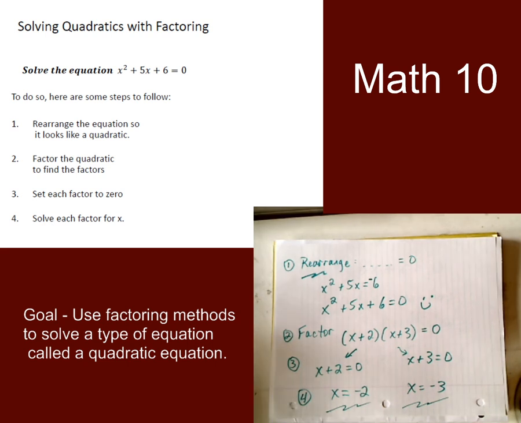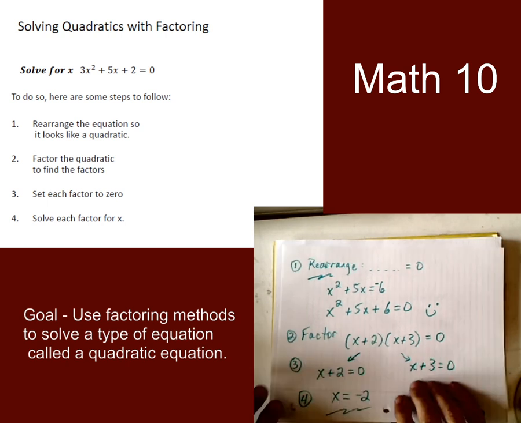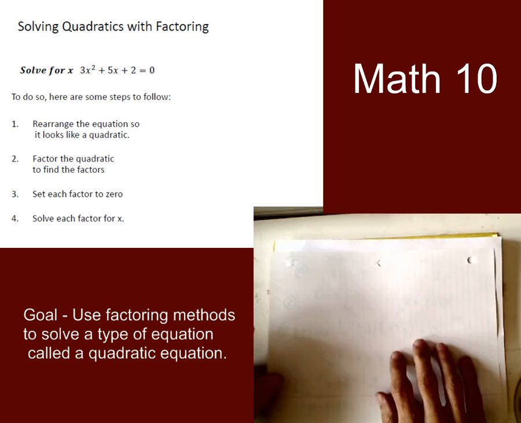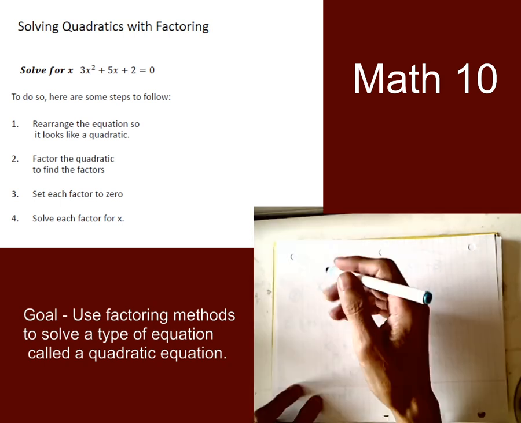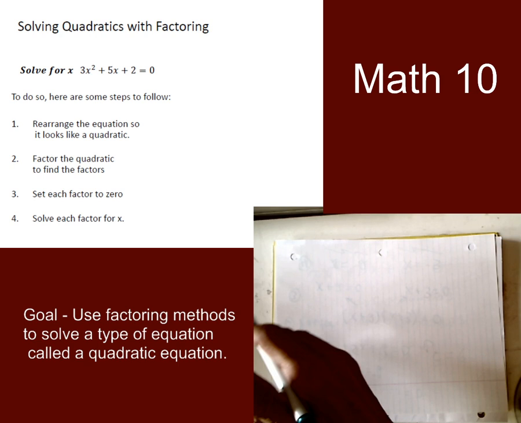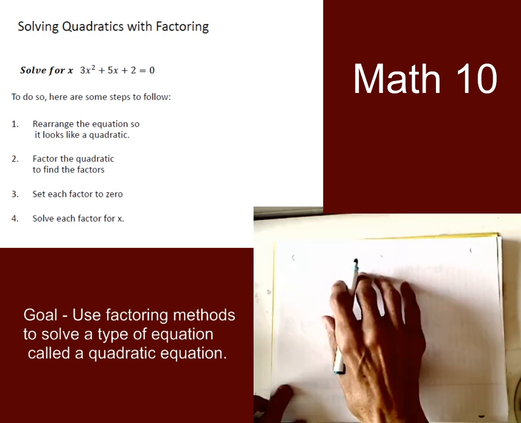Let's now try another example. Here we have this quadratic to solve. As it shows, it says solve for x. So we'll go through the steps in order to make that happen. 1, 2, 3, 4. Factor this thing. And then set each factor to 0 and work it out.